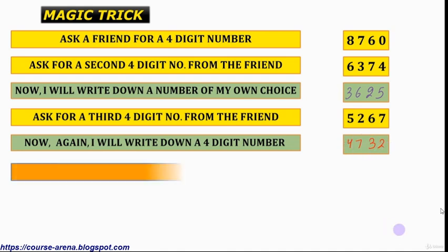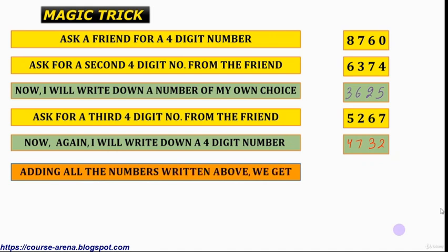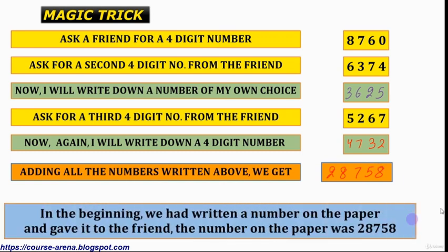Now, all we need to do is add these numbers. So adding all the numbers written above, we get a sum. And if you add all these numbers, you will realize that this sum is nothing but 28758. Okay, and in the beginning we had written a number on the piece of paper and gave it to the friend. The number on the paper was 28758, which is the same as this number. And this, my friends, is the magic trick. You can also do this trick to impress your loved ones.